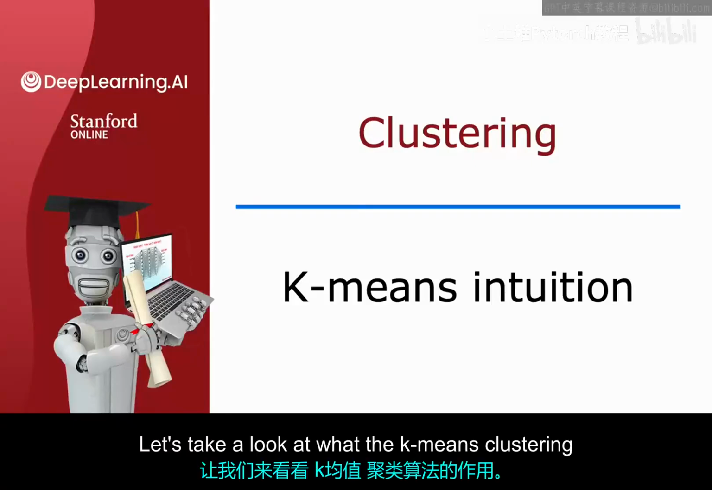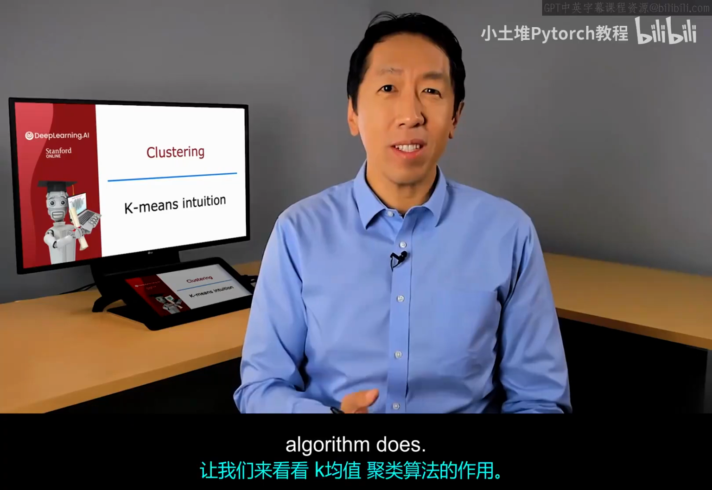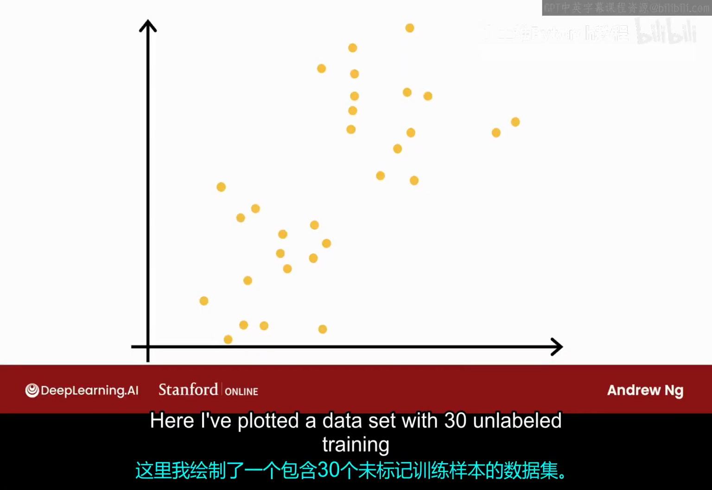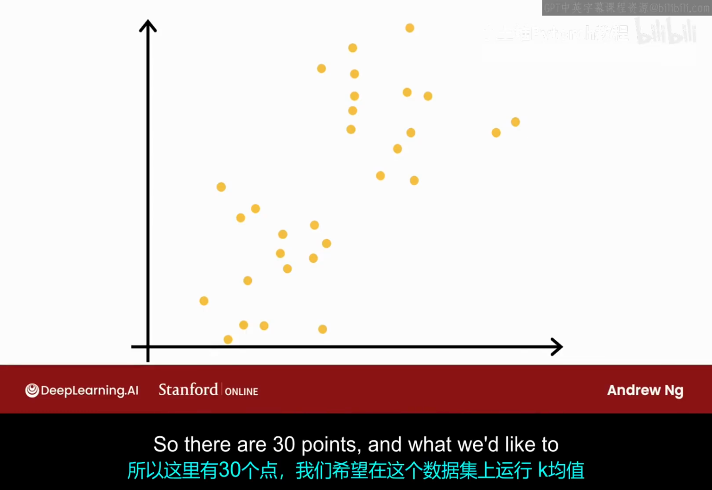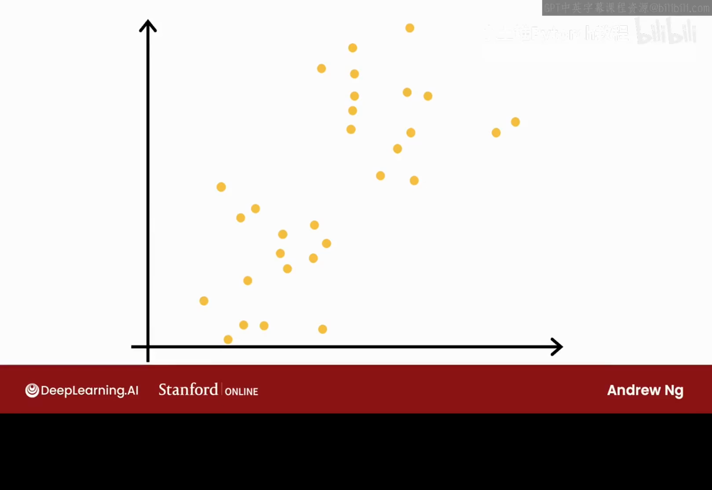Let's take a look at what the k-means clustering algorithm does. Let me start with an example. Here I've plotted a dataset with 30 unlabeled training examples. So there are 30 points, and what we'd like to do is run k-means on this dataset.